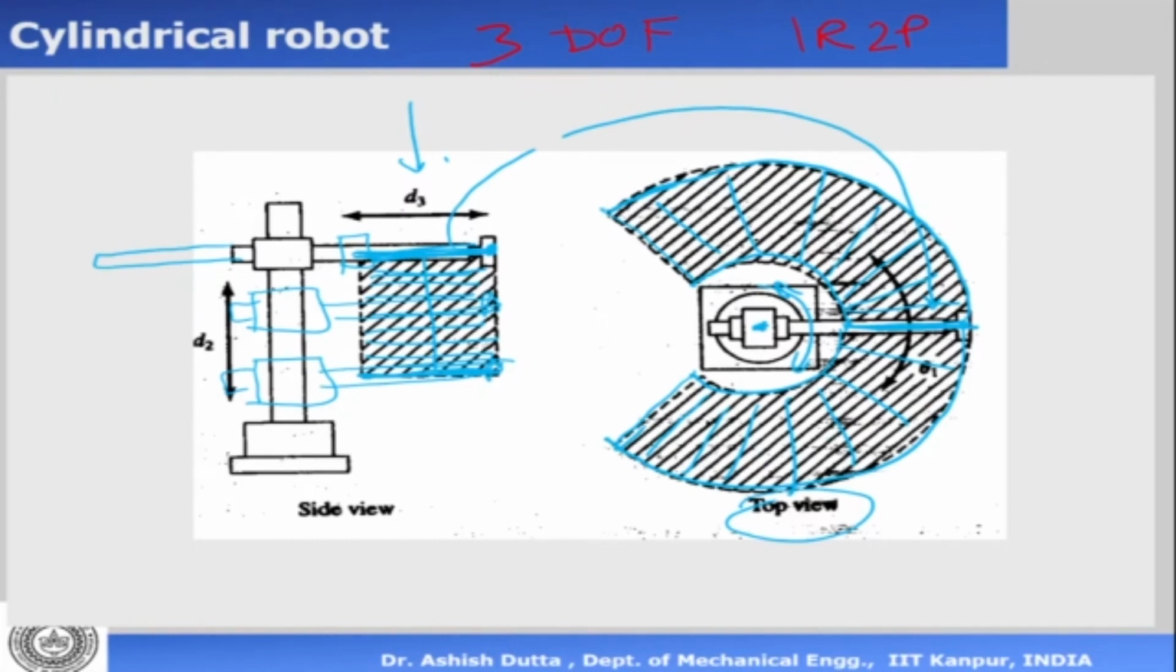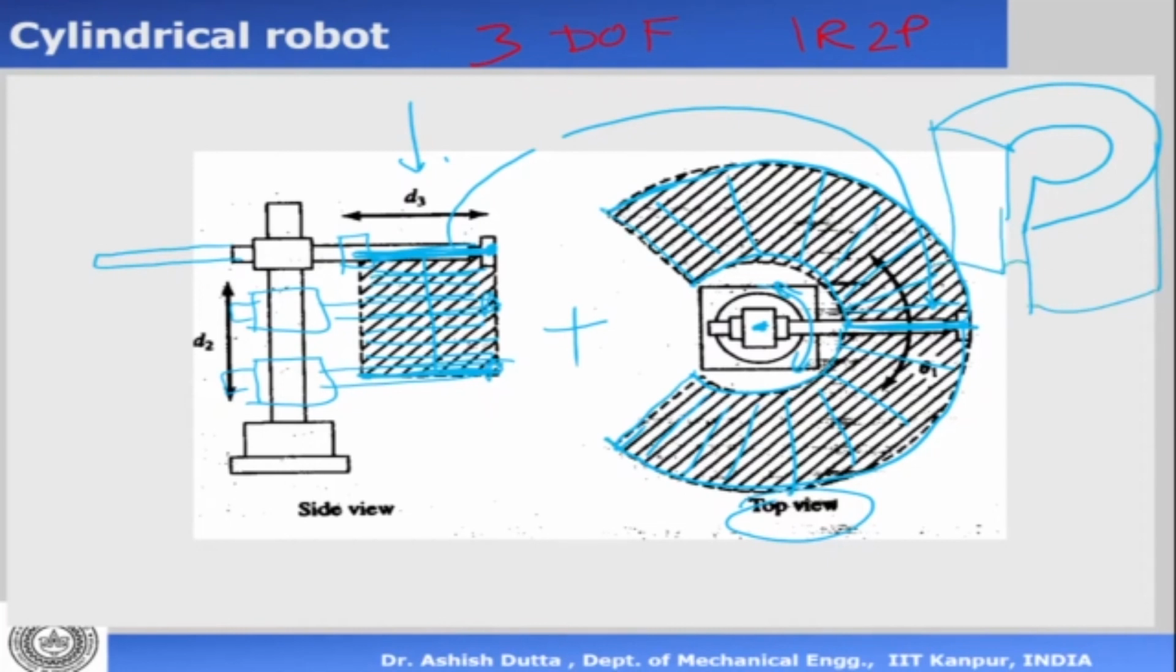Okay, so if I combine the side view and the top view, what would I get? I'll get a cylinder. I'll get a semi-solid cylinder like this. So this is my cylinder. Okay, so you can imagine that this is the structure that you're going to get. Okay, so what you'll get is a hollow cylinder.